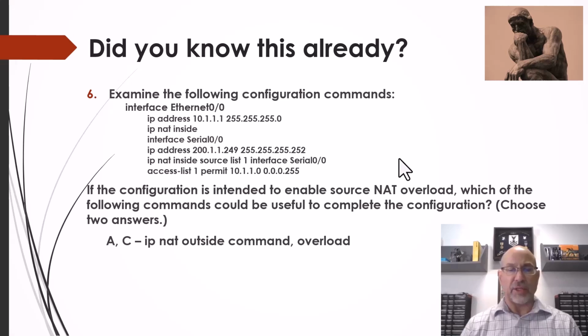We needed two things here. And one answer was that we needed to do the outside, the NAT, IP NAT outside. So we got IP NAT inside, but not IP NAT outside. And then if we're doing dynamic NAT with this access list, then we could use overload right here.